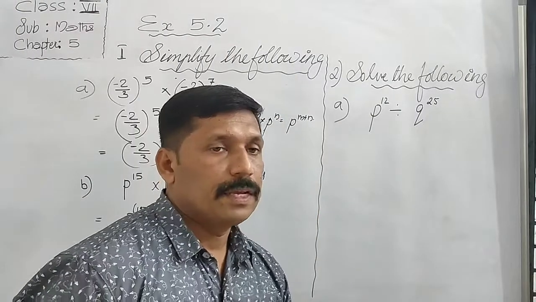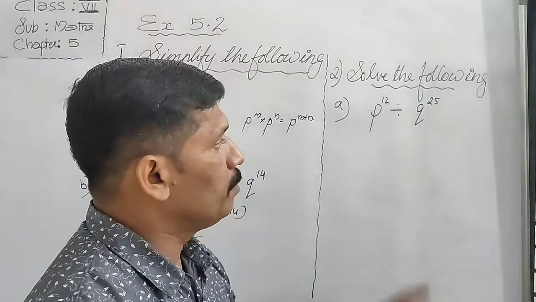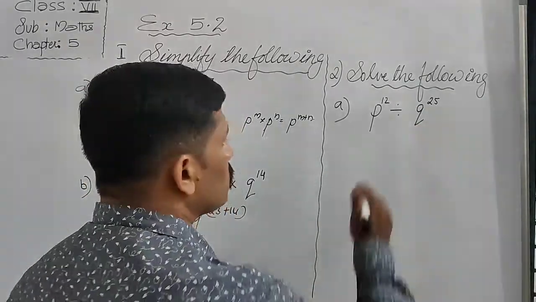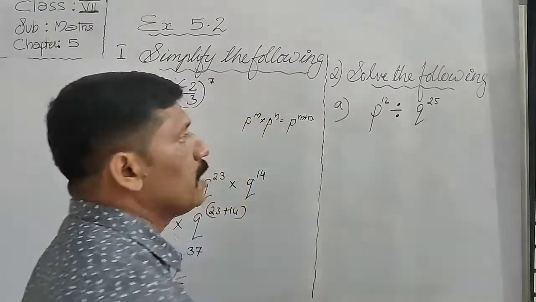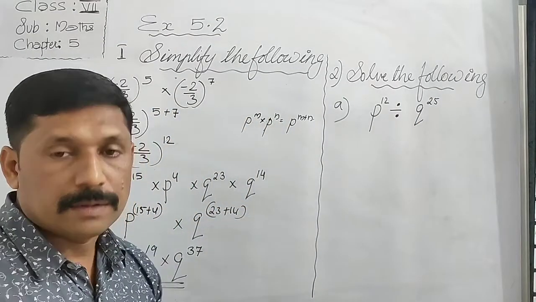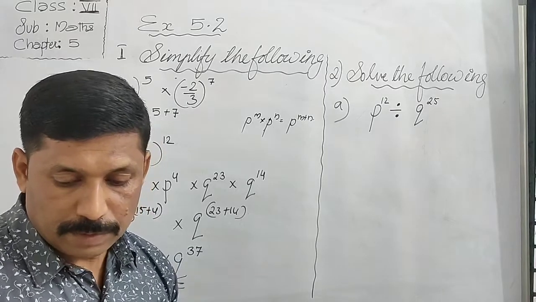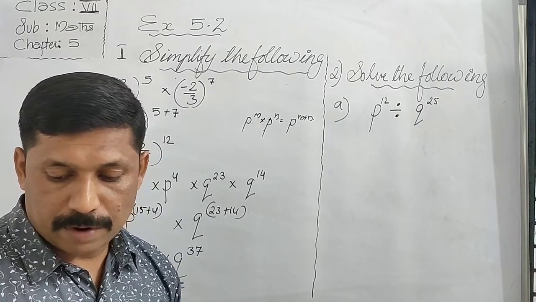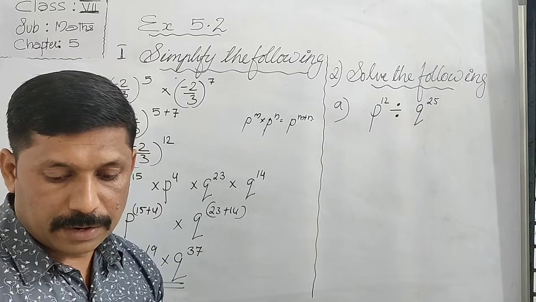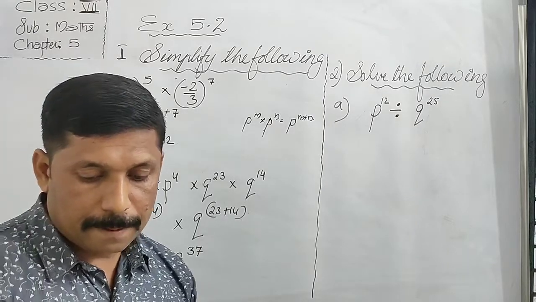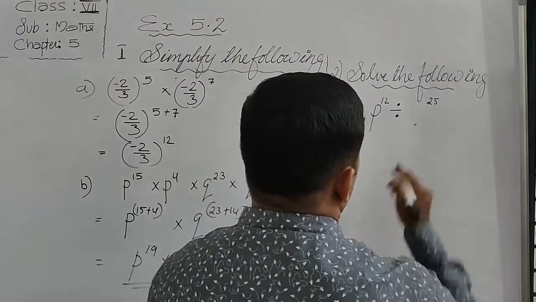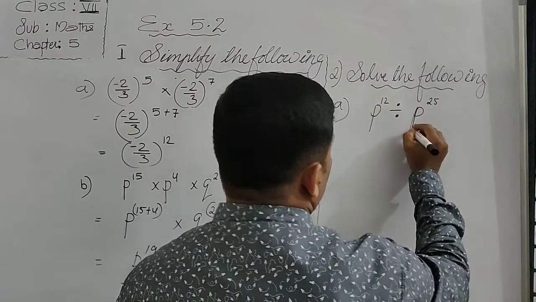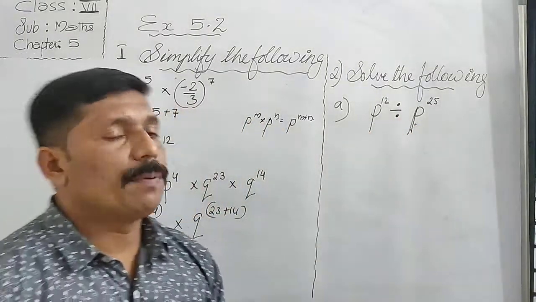Solve the following. Here this rule is relating to division, because you can see that is the division symbol. Here in division two conditions are there, when the bases are same or powers are different. Here also p only, that's a mistake in the question. Okay, p power 12 divided by p power 25.